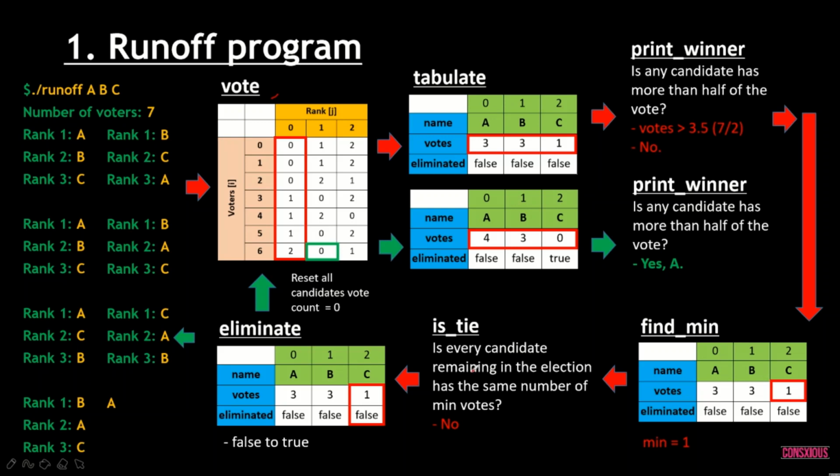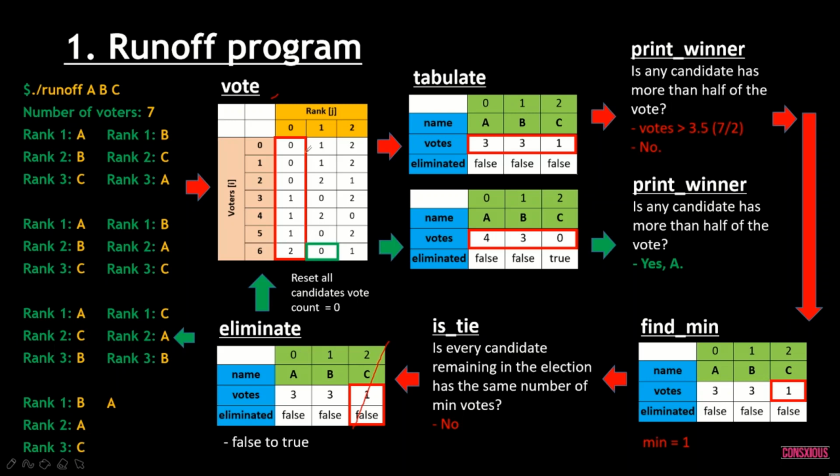From here we go through is tie. It checks whether every candidate remaining in the election has the same number of minimum votes. You can see only C has 1, so the answer is no. So we go through eliminate. All are still false, and what we do here is change the false to true for C. Then the last step is to reset all candidate vote counts to 0.